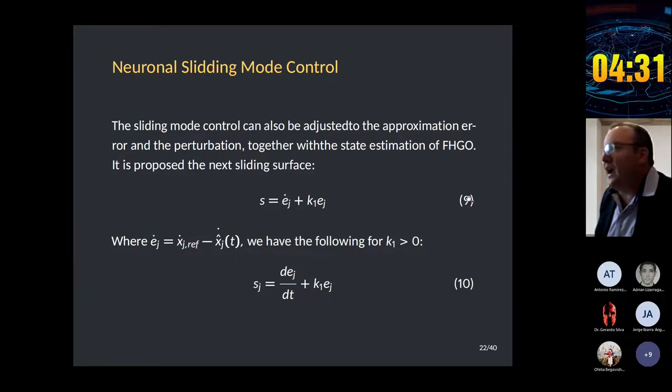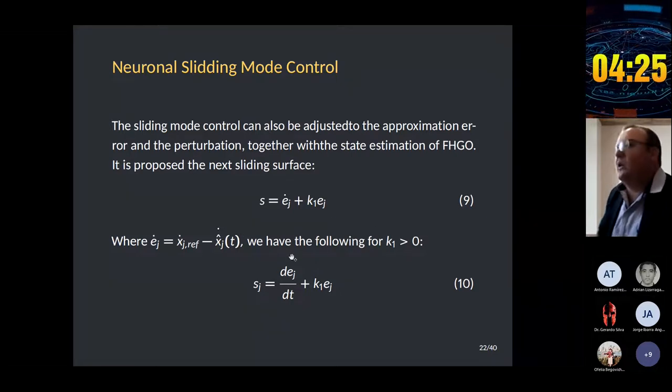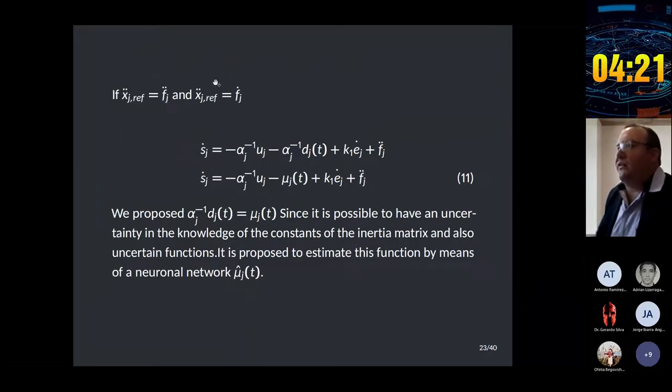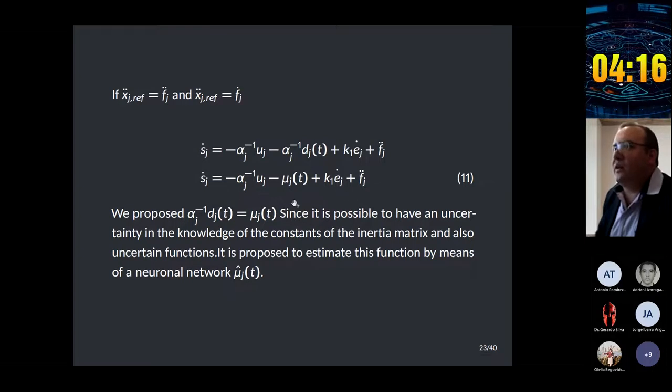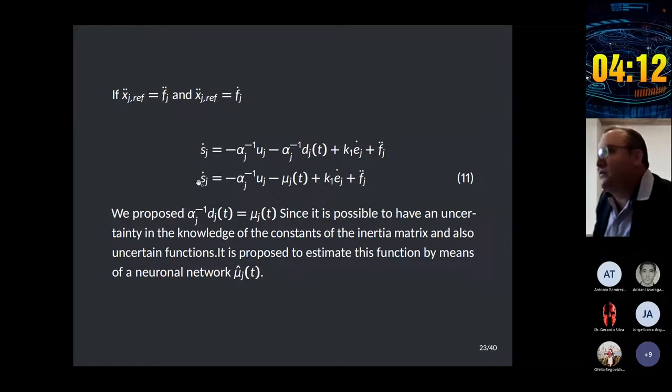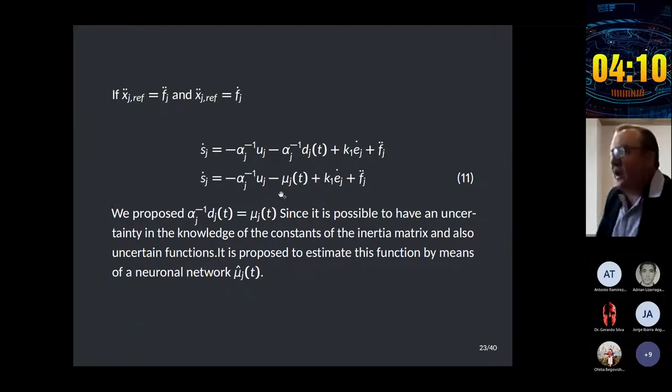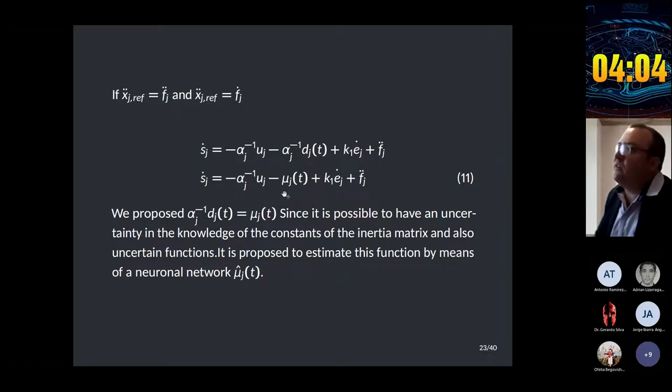This is in equation number 9. The classical procedure is to derive this equation and then substitute it in the system. After that, we have the dynamics of the sliding surface. After that, we have to propose a neural network to estimate the unknown part of the system.